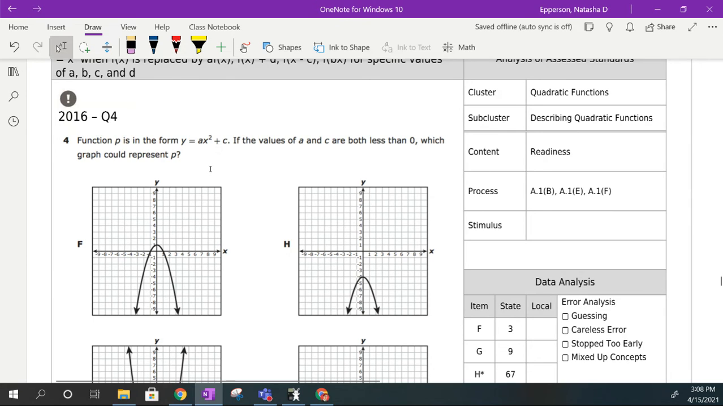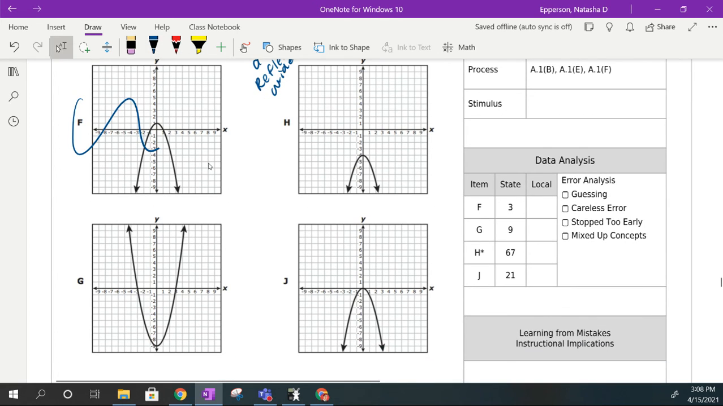The function p is in the form of y is equal to ax squared plus c. The values a and c are both less than 0. So a is less than 0. c is also less than 0. So c is going to represent a shift down. Okay. If a is less than 0, that's going to represent a reflection and a wider graph. Okay.